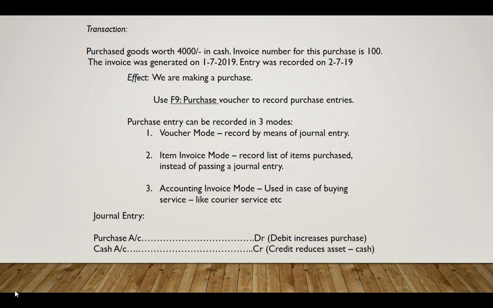In Tally, you can record purchase and sales in 3 modes. Number 1, you can record the entry by means of a journal entry. Number 2, you can record the list of items which you have purchased. So here you don't have to record the journal entry. In this mode, you can just enter the list of the items which you have purchased, and the purchase entry will be recorded in the background. So that mode is known as item invoice mode, and the third mode is accounting invoice mode. I will demonstrate the use of each mode at a later time. So for this entry, we will use the voucher mode, which means that we are going to record a journal entry.